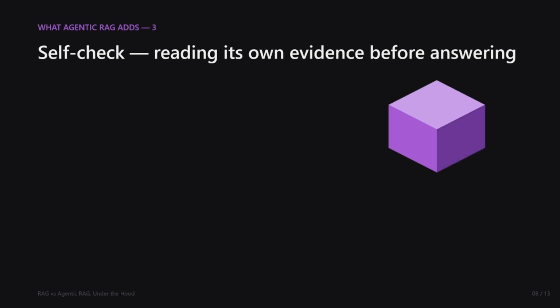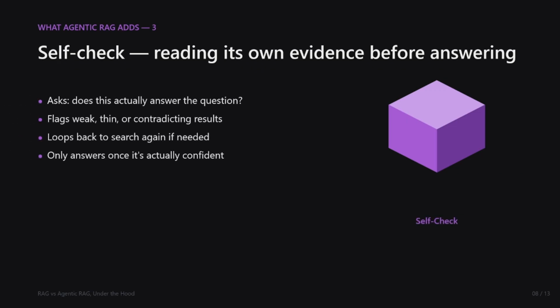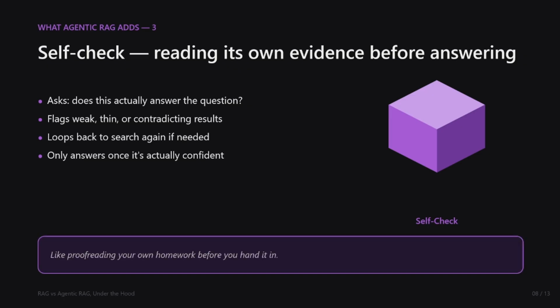The third extra ability is self-checking. After retrieving information, agentic RAG asks, does this evidence really answer the question? It can notice if the result is weak, incomplete, or contradictory. If the evidence is not enough, it does not rush to answer. It searches again. This is like checking your homework before submitting it. You may find a missing point and correct it before the teacher sees it.